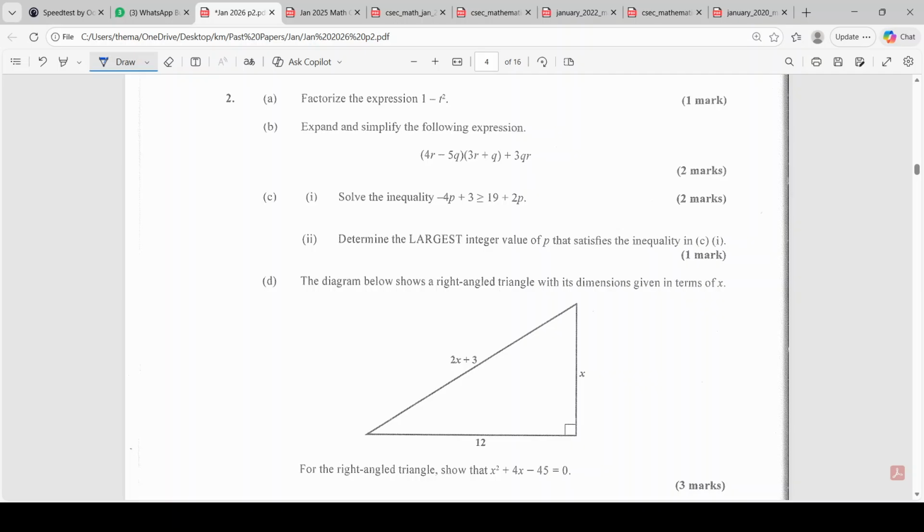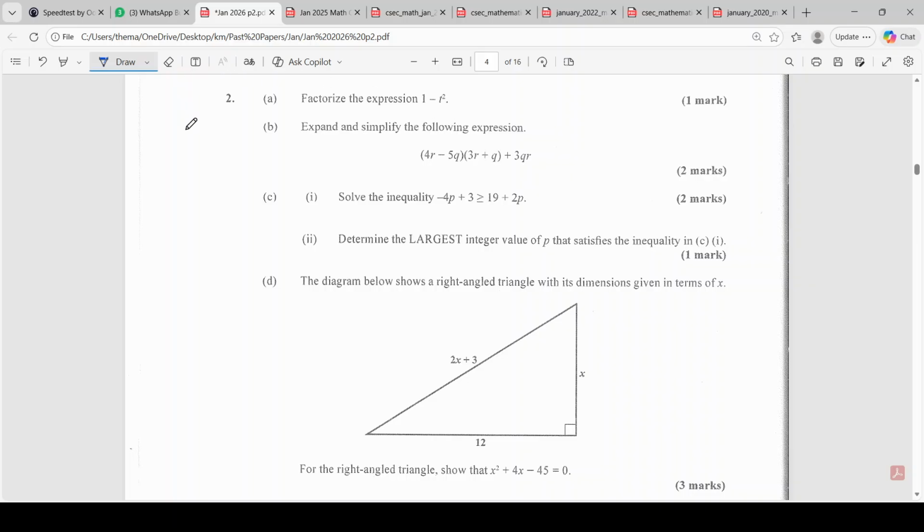All right, so question 2 is algebra. In algebra, we have many subtopics, right? So we will go through each one as we do the question. So this first paper we're doing is January 2026, right? Those who join late, go on Google Classroom to access it, right? So question 2a, they ask to factorize the expression 1 minus t squared.